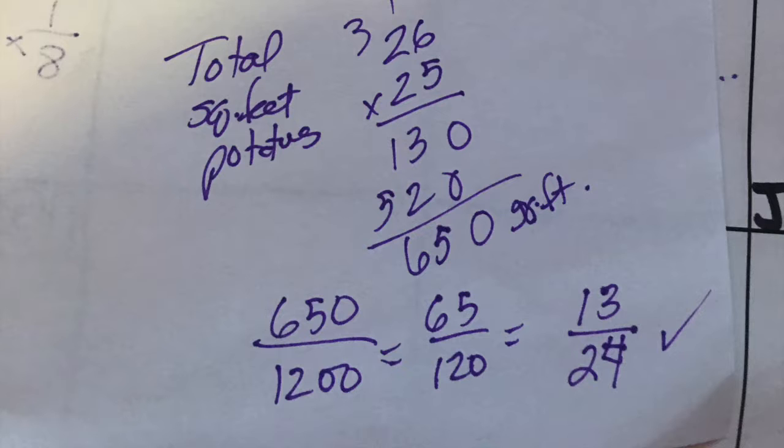So I'm going to check my work. And so looking at the model, there's 26 5 by 5 foot squares that make up the potatoes. And when I multiplied 25 times 26, I got 650 square feet. And 650 square feet out of the total 1,200 square feet does end up being 13 24ths. So weird as it looks, I am going to stick with that answer. I stand by it.